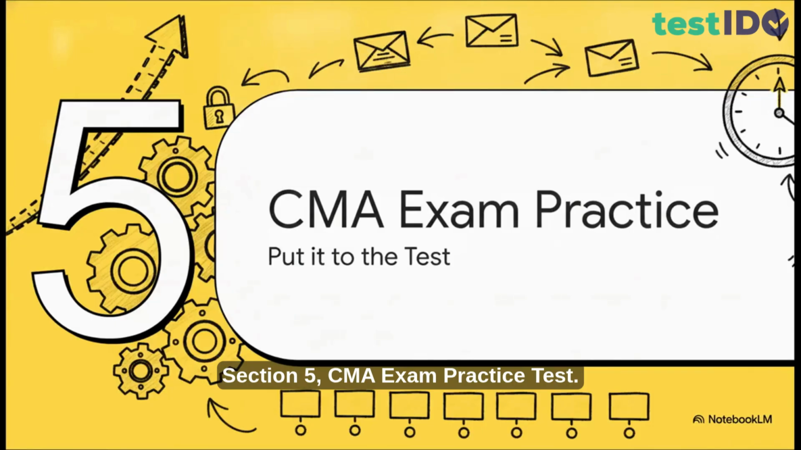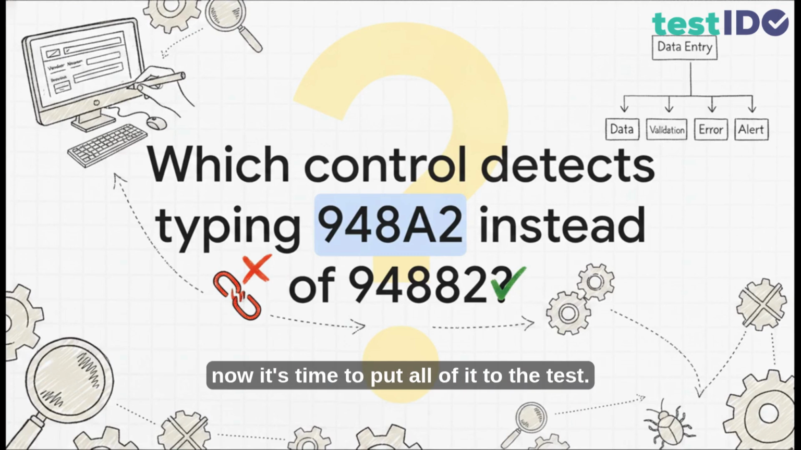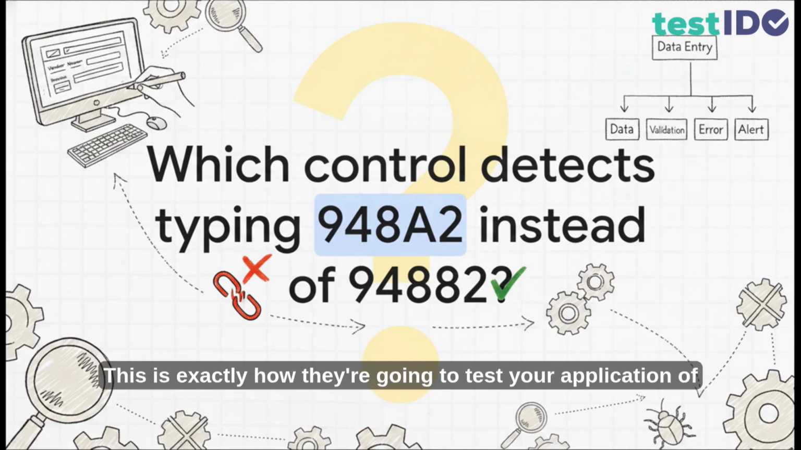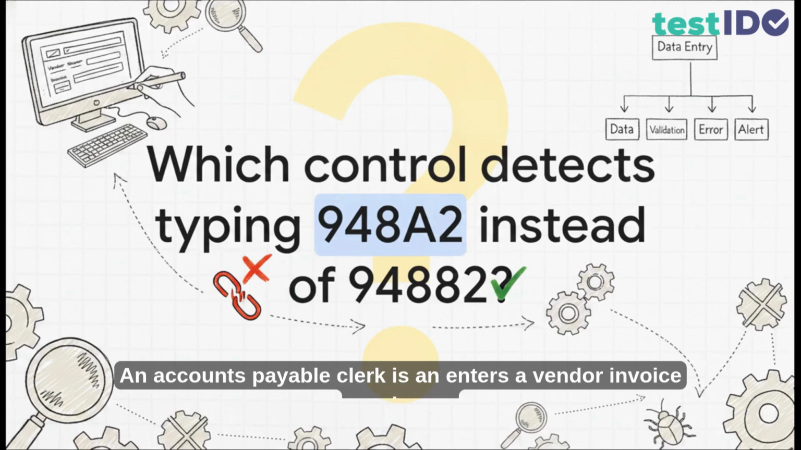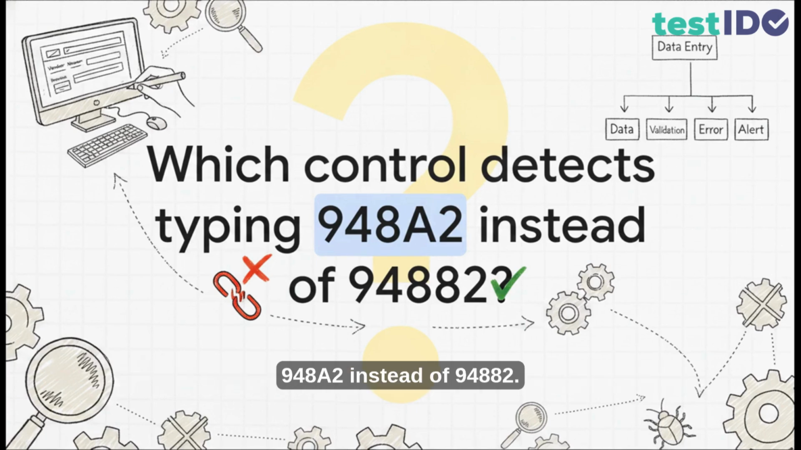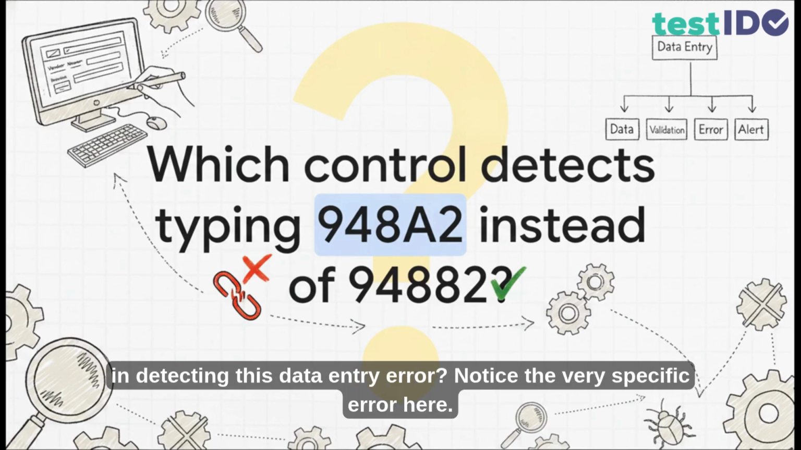Section 5. CMA Exam Practice Test. Okay, team, you've learned the framework, you've memorized the vocabulary, now it's time to put all of it to the test. This is exactly how they're going to test your application of these concepts on exam day. Here's our scenario. An accounts payable clerk accidentally enters a vendor invoice number as 948A2 instead of 94882. Which of the following controls would be most effective in detecting this data entry error?